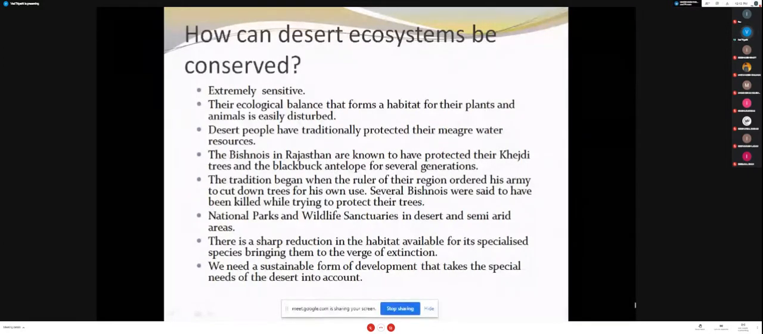More avenues should be looked into to let these desert systems grow naturally. The Bishnois in Rajasthan have been known to protect the khejdi tree, as in the Chipko movement, and the blackbuck antelope for several generations. We should support people who are working for the conservation of these ecosystems. National parks and wildlife sanctuaries should also include desert and semi-arid areas. There is a sharp reduction in the habitat available for these specialized species, and it brings them to the verge of extinction.